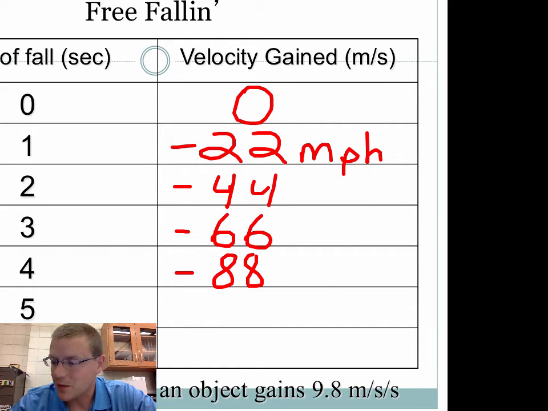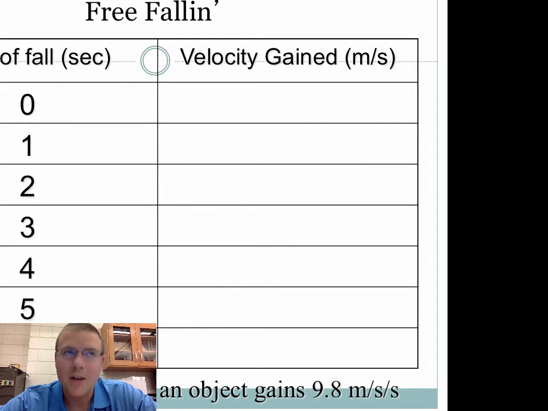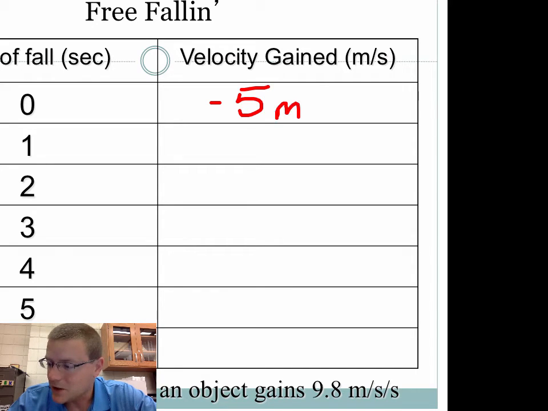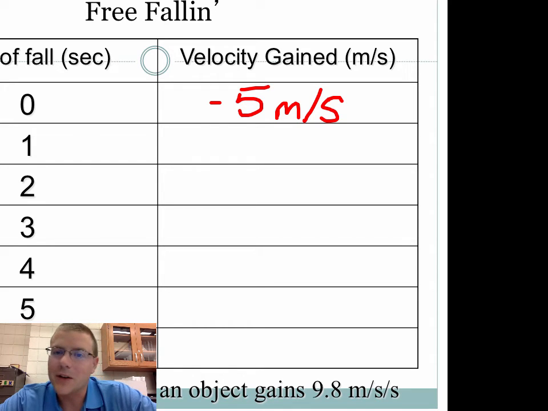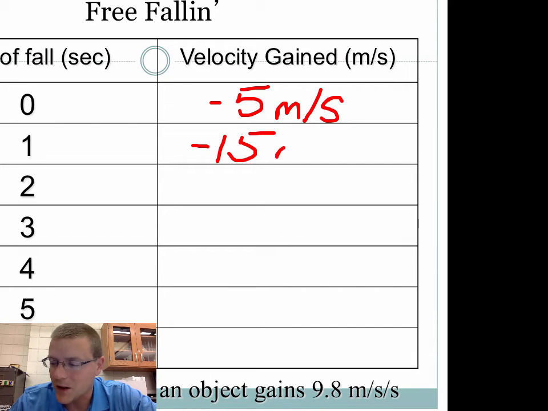However, sometimes your problem may not start at rest. If I initially threw the object downwards when the problem began, let's say that I threw an object down at 5 meters per second, my initial speed at the start would be negative 5. So after the first second of free fall, I already have a starting speed of 5. I'm going to gain another 9.8 or 10 meters per second in the next second.